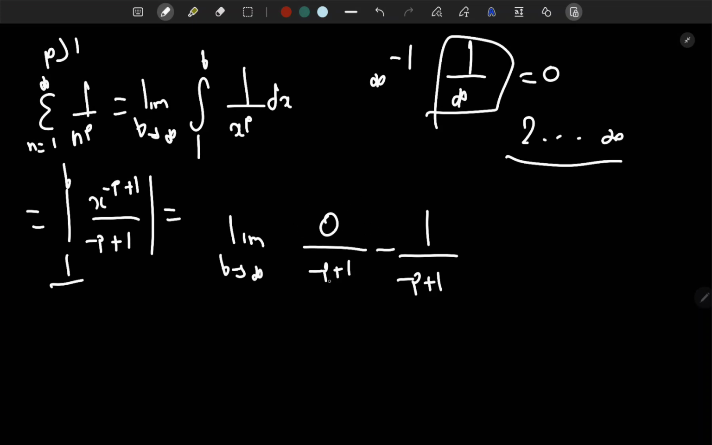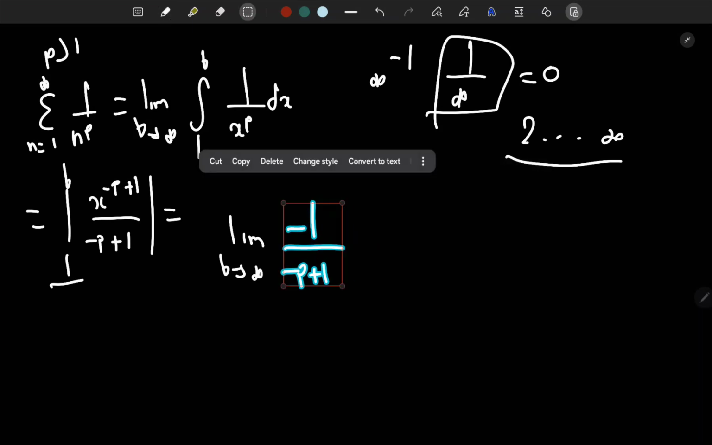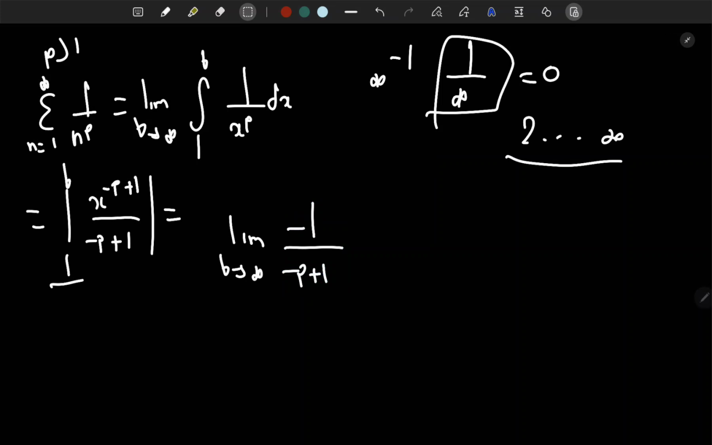Pretty simple. And 0 divided by any number is also 0, so this entire thing is going to be 0. So now all that's left here is going to be negative 1 over negative p plus 1. Let me just bring this closer. Now the limit does not matter since we don't have a b variable here, and we know that p is more than 1, right?